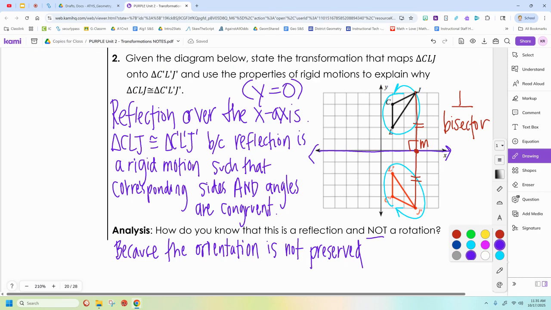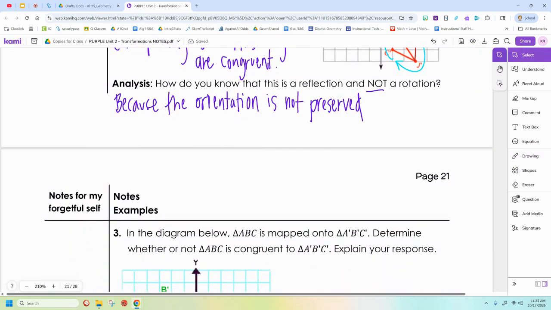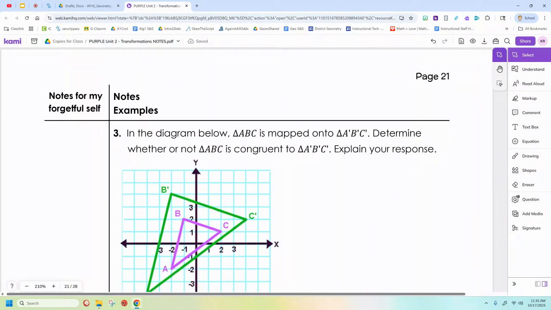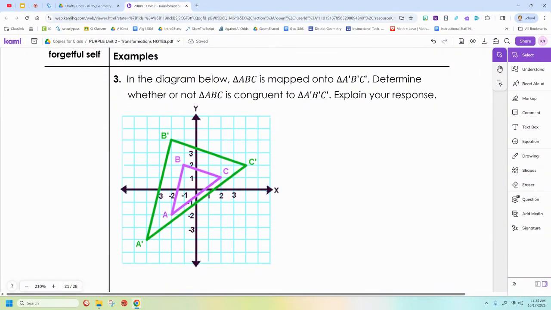All right, so we did an example with reflection over a line. We've done an example of translation. Are you ready to turn the page? Yes, we are. All right. So it says in the diagram below, triangle ABC is mapped onto A prime, B prime, C prime. Determine whether or not ABC is congruent to A prime, B prime, C prime. Explain your response. Well, are those two triangles congruent?